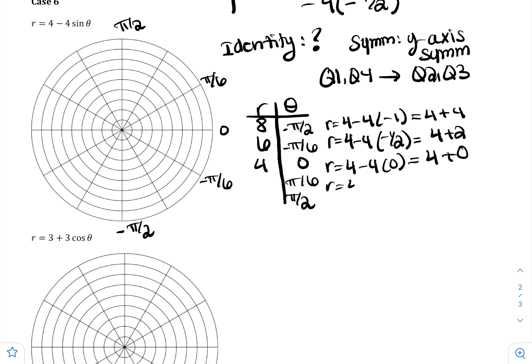Then here I have r is equal to 4 minus 4 times 1/2. So this is 4 minus 2, which is 2. And here I'm going to have 4 minus 4 times 1. 4 minus 4 is 0. So now I'm going to plot my points.